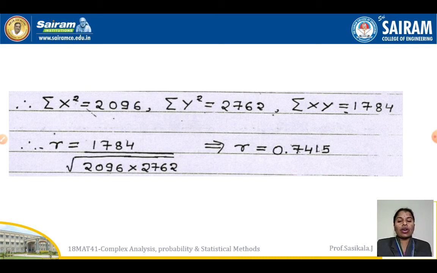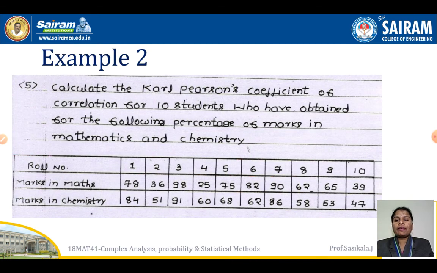So once you get a correlation, you can verify. What is the condition? The correlation must be between -1 and +1. Suppose you got 1.7, it means it is a wrong answer. You can verify it. So we'll go with one more example to understand.